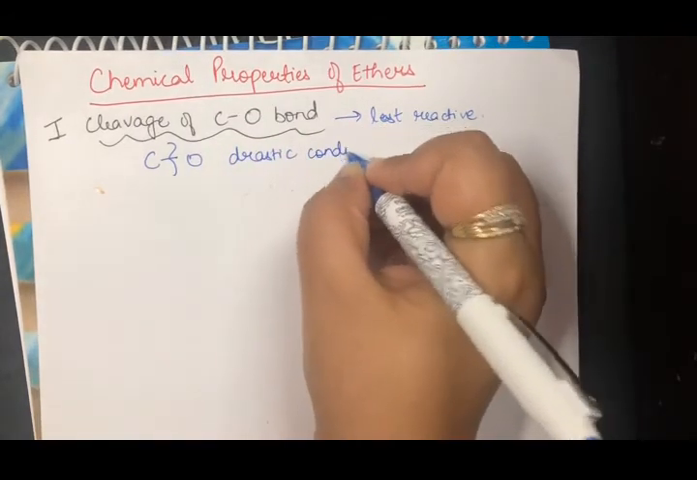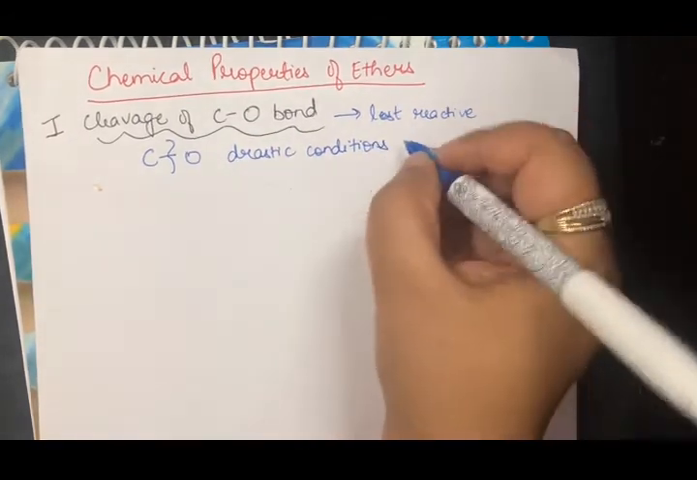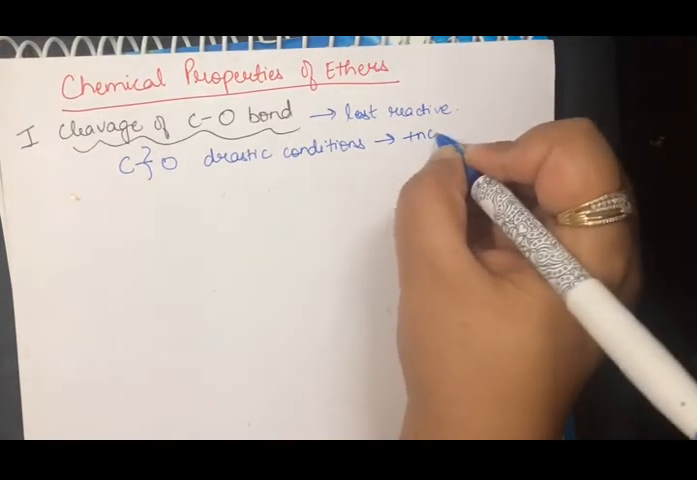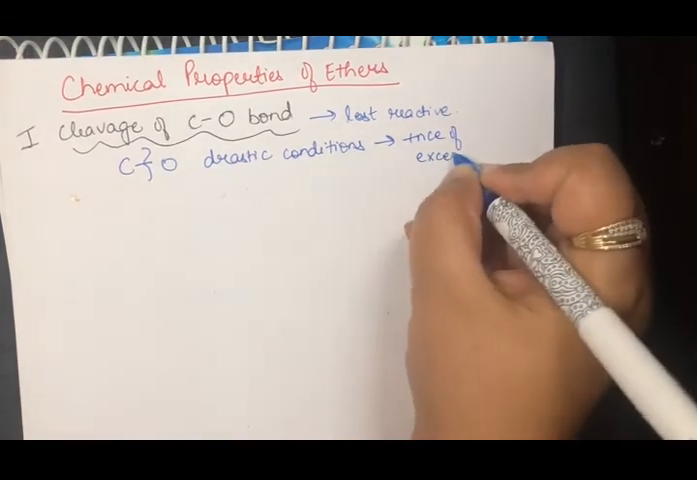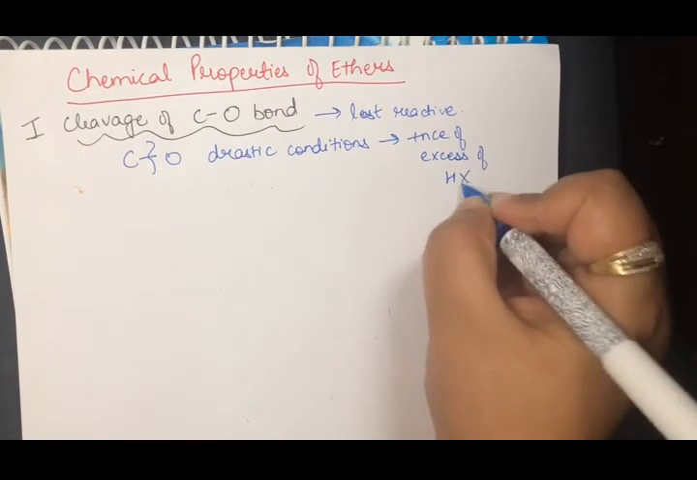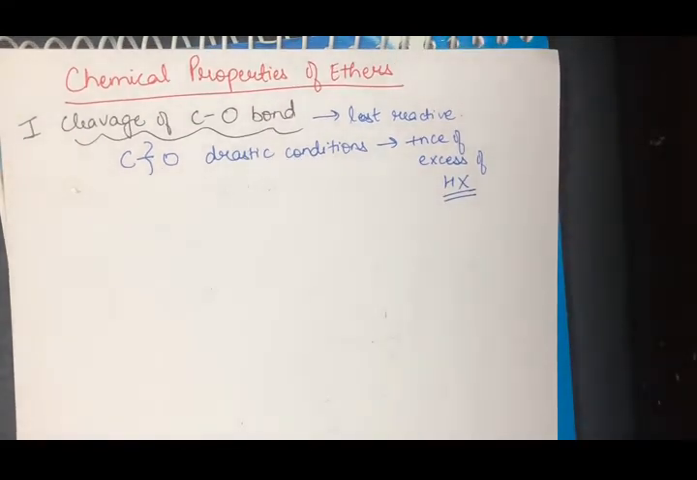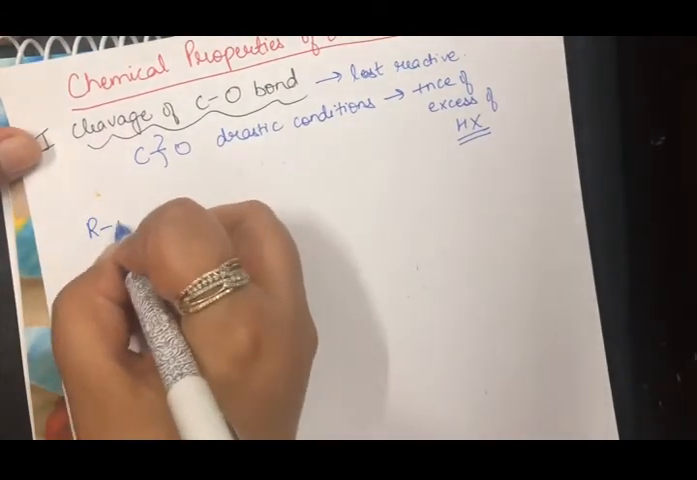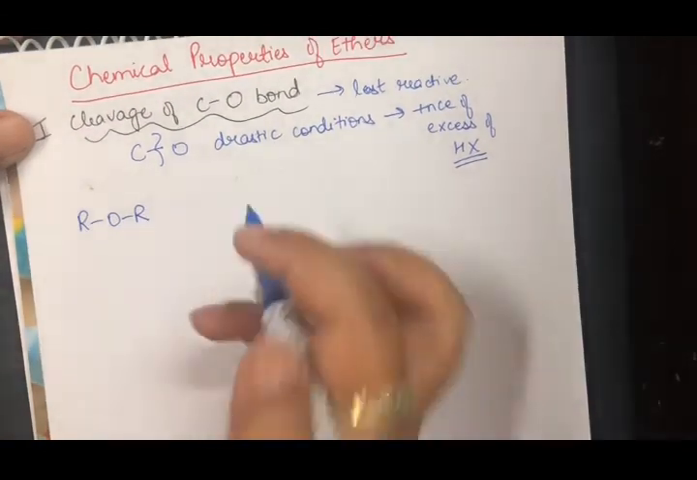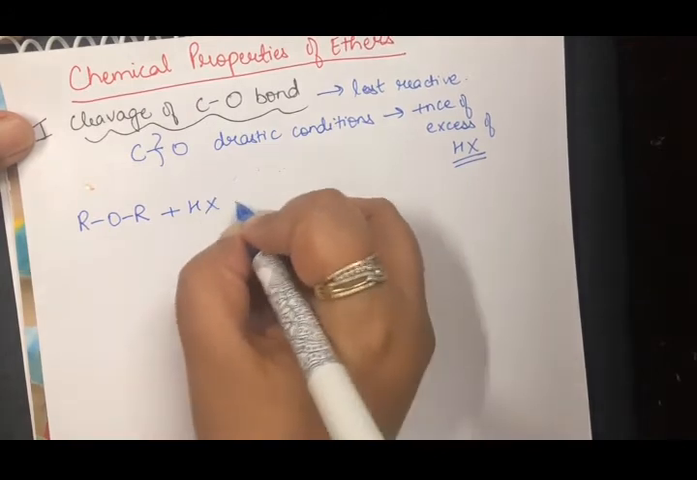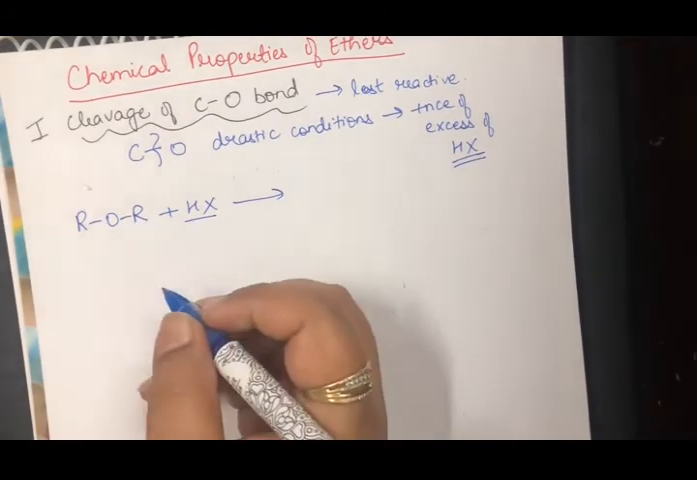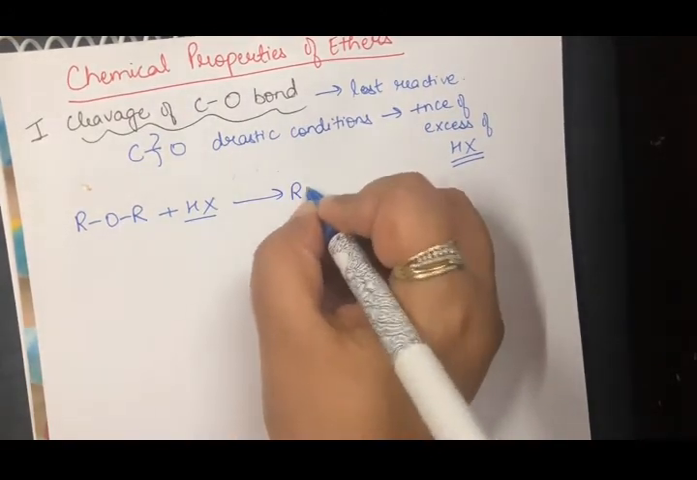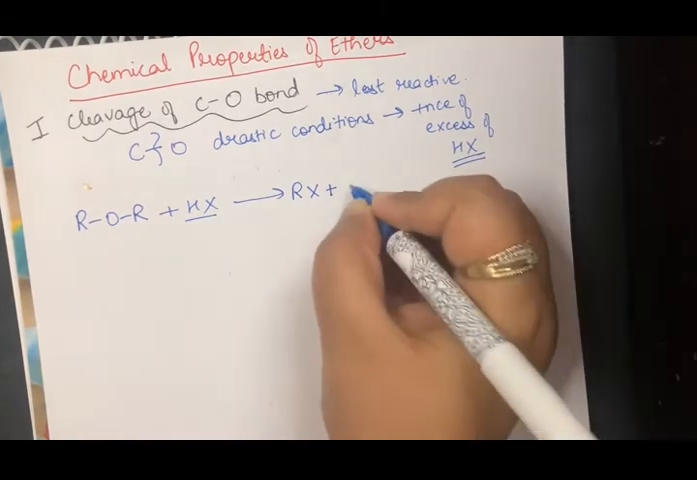Now what are these drastic conditions that you can take? You can take the presence of excess halogen halide. Under these conditions, the carbon-oxygen bond in ether will break. For example, if I take an ether like this and add my halogen acid, remember it has to be in excess, you will end up getting your alkyl halide plus your alcohol.